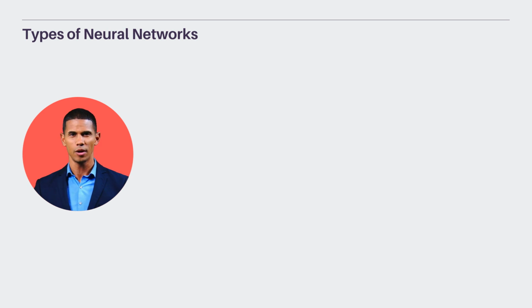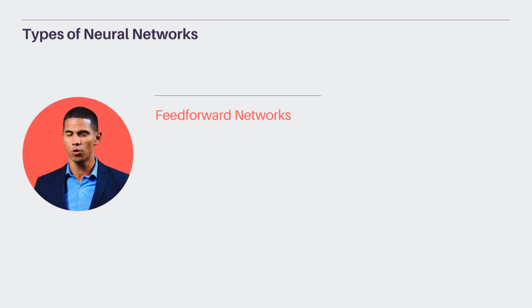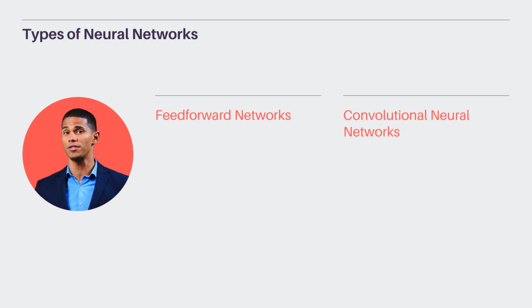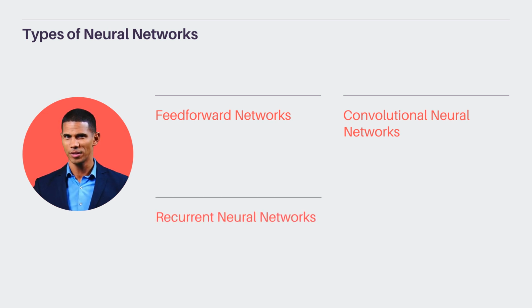Different types of neural networks serve various purposes. Feed-forward networks handle simple tasks. Convolutional neural networks specialize in image processing. Recurrent neural networks manage sequential data, and deep networks learn complex patterns. Each type has unique strengths for specific applications.